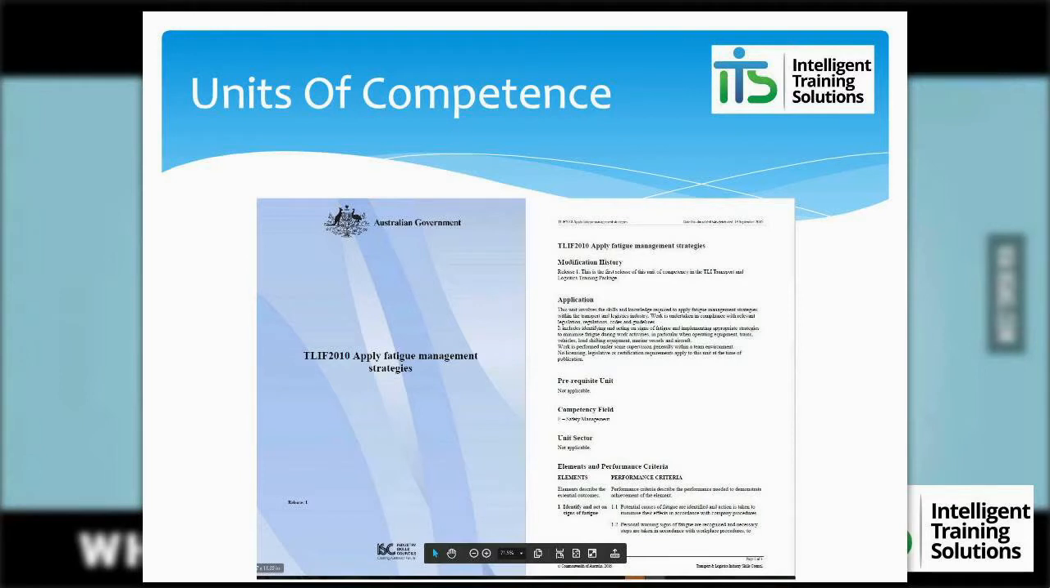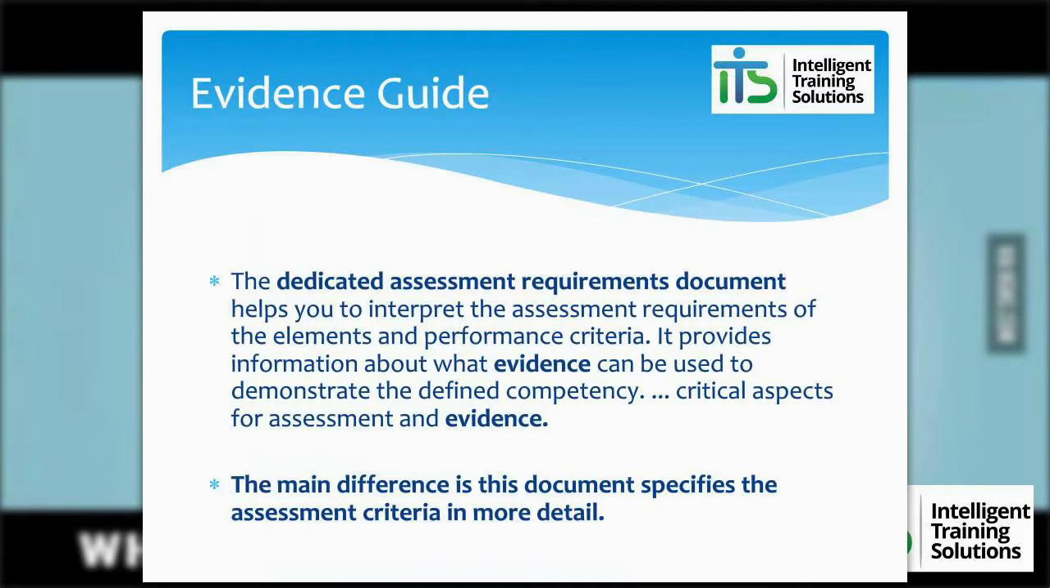So the other one was about a 6-page document. The new unit, the TLIF 2010, written in its new format, now only has 2 pages for this part, and it's telling us its modification history. It's still got the descriptor. It tells us the application. It still lists the elements of performance criteria and some other information.